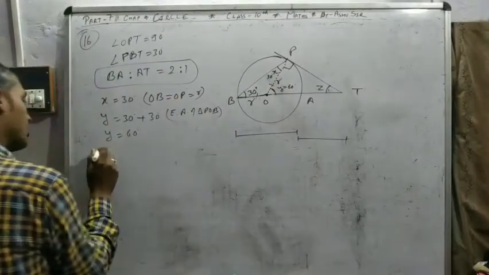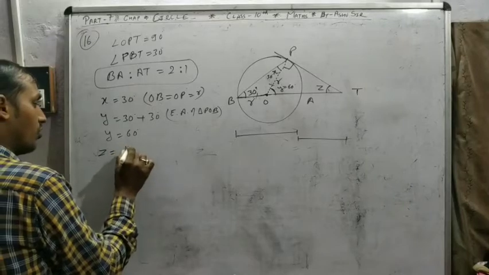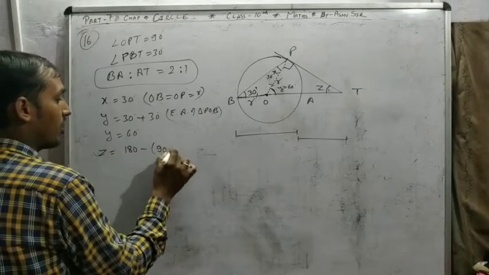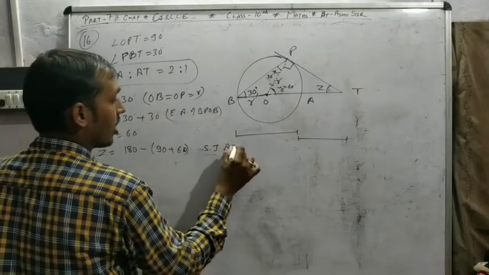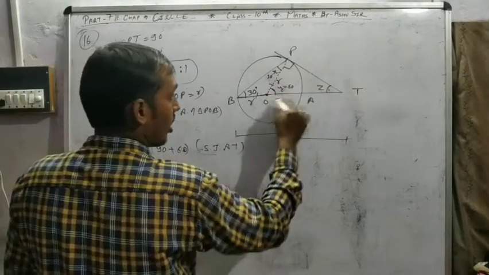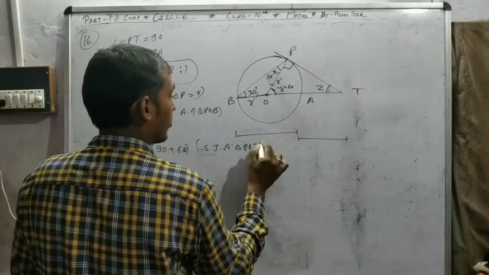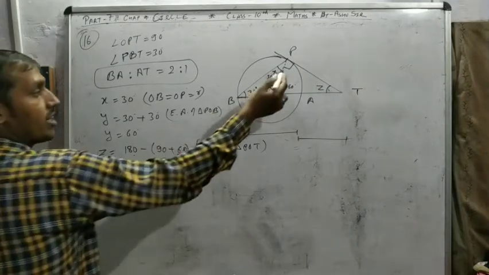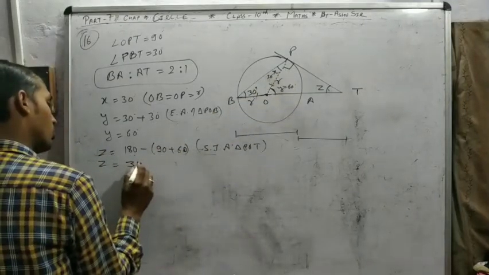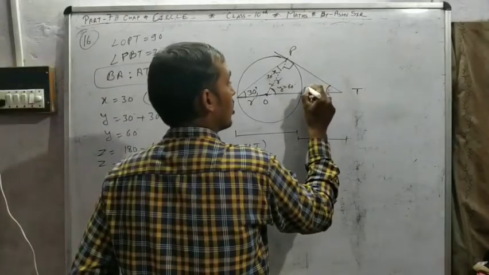What's the value of z? Z is equal to 180 minus (90 plus 60), sum of interior angles of a triangle. In this triangle POT, all three angles sum to 180 degrees. So two angles are given, 90 and 60. So z is equal to 30 degrees. This is 30.